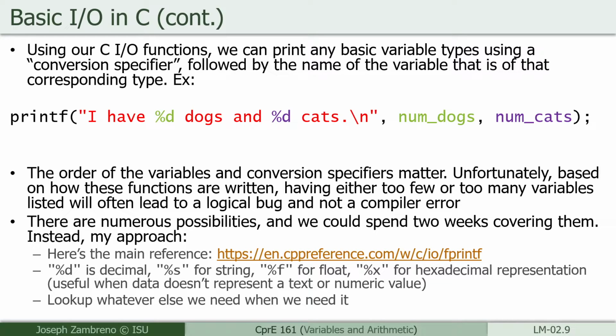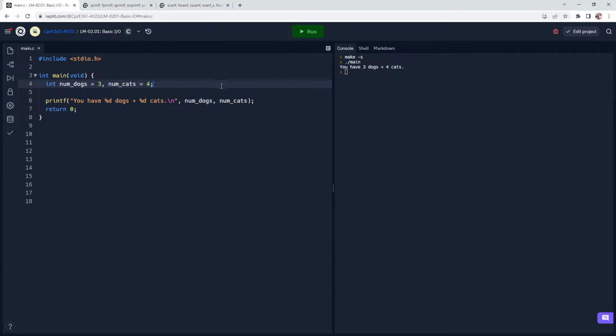Actually having the right number of those variables corresponding to the number of conversion specifiers is also something that you have to be very careful with. It will not always be a syntax error when you do this part wrong. You'll just get some nonsense output that can be a little difficult to track down. There's a lot of variety for what we can provide for those. I don't want us to overthink it. So here we have our example of our basic IO where we're using %d and again %d for the number of dogs and for the number of cats.